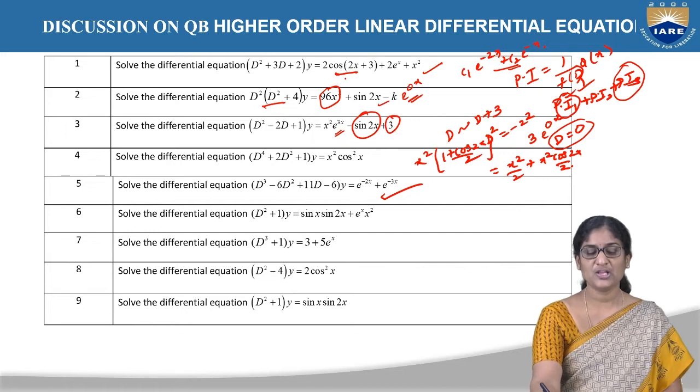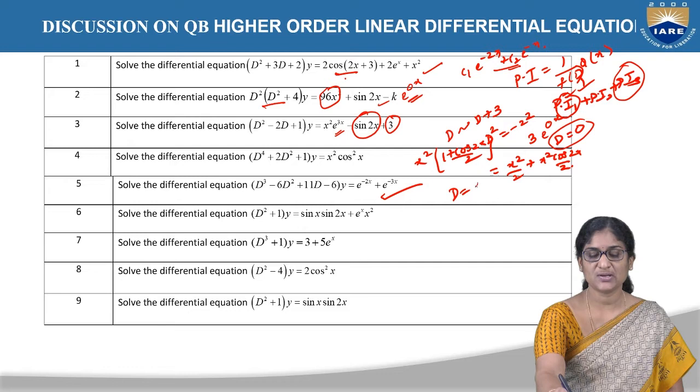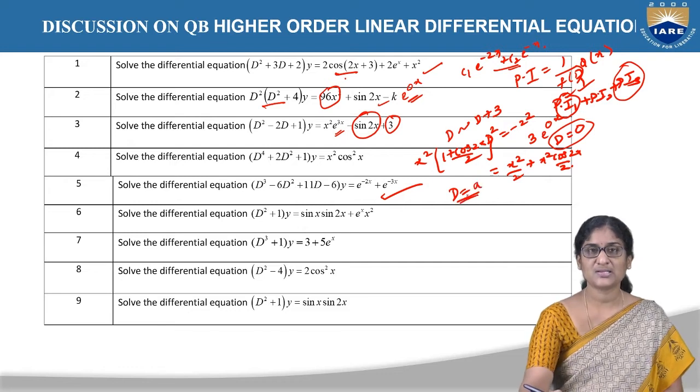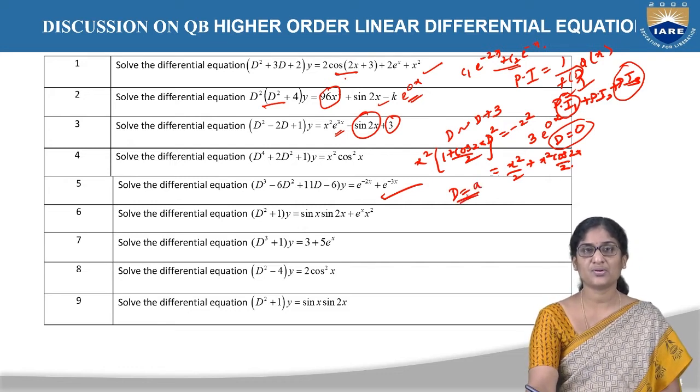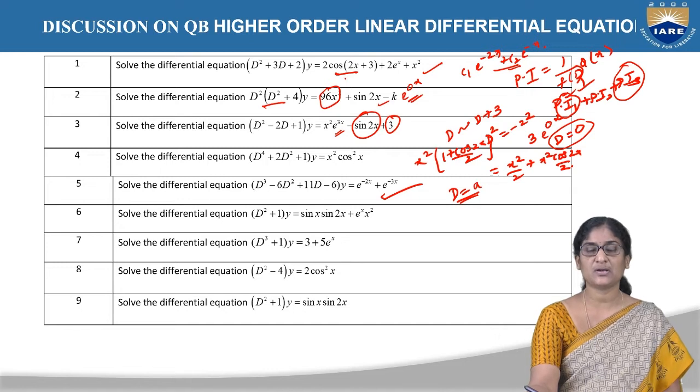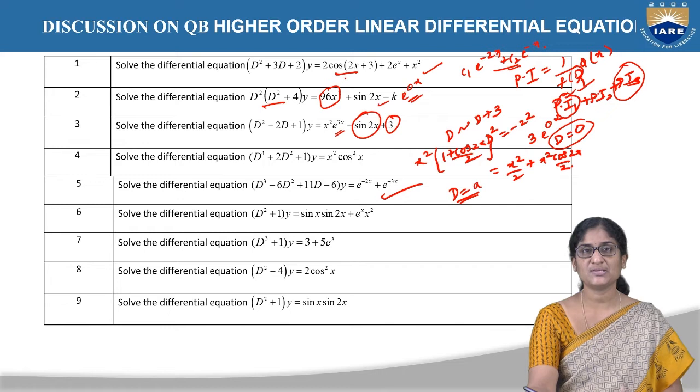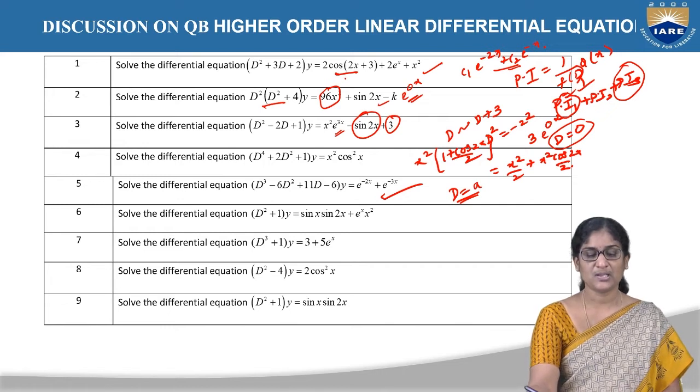So here e to the power of -2x is the first form where Q of x = e to the power of ax. So this can be obtained by directly substituting D = a, as long as you don't get any zero term in the denominator. If you get a zero term in the denominator, we need to multiply the numerator with x and take the derivative form of the denominator. Going to the sixth question.